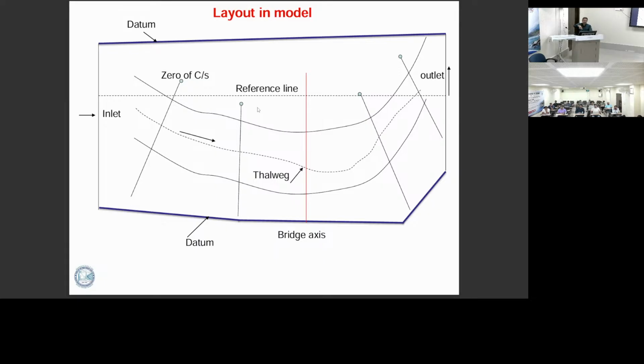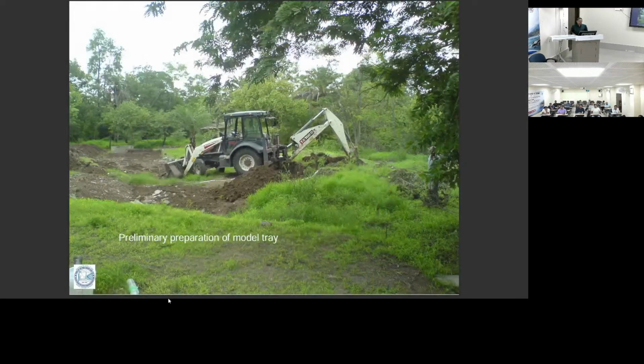So putting the cross section will be easier if you put a common datum on all the sides. This one I will show you in the next slide. So then what happens? Your model tray will be there, preparation, excavation, preliminary excavations, all these things, because you have to build a tray. While building the tray, you have to build whatever your deepest channel is.